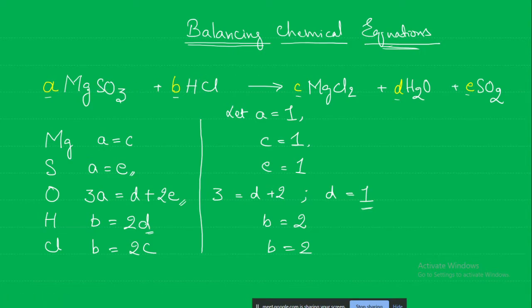So the number of moles of the reactant should be equal to the number of moles of the product. As per the law of conservation of mass, we will be balancing. That is why we are writing A equal to C. That means here for magnesium, A equal to C. We are able to write that because of the law of conservation of mass.